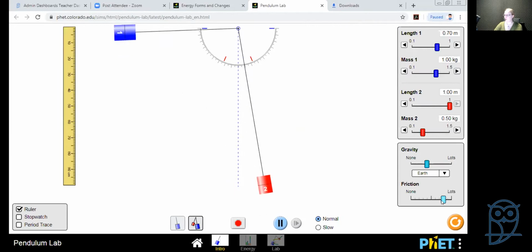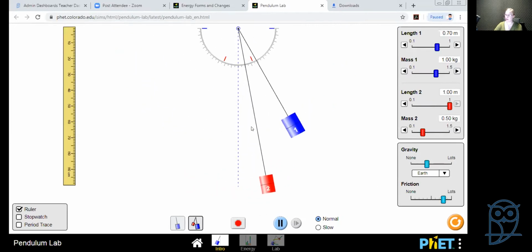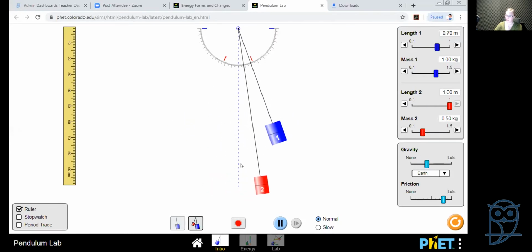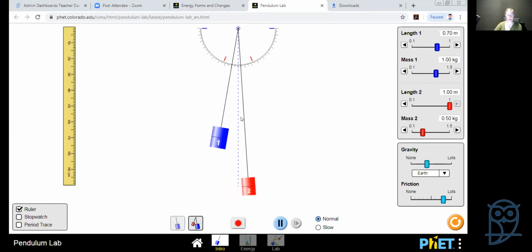So if we add friction, you will see that it starts slowing down and going lower until eventually, after quite a long while, it's going to stop in the middle.